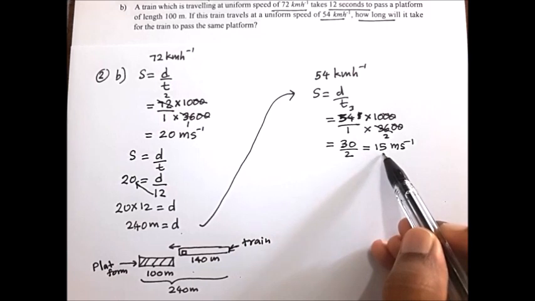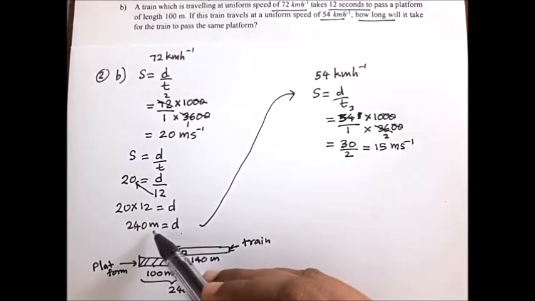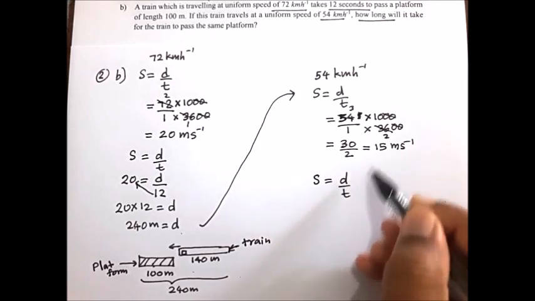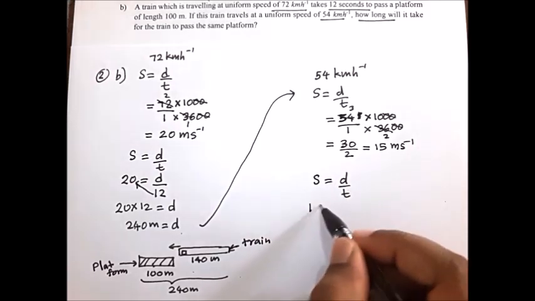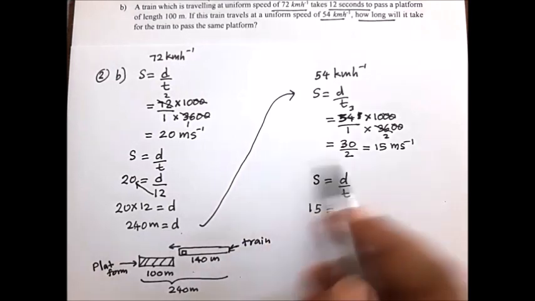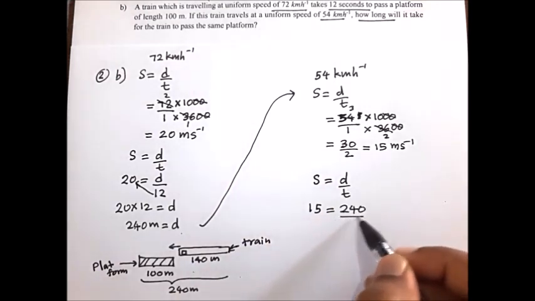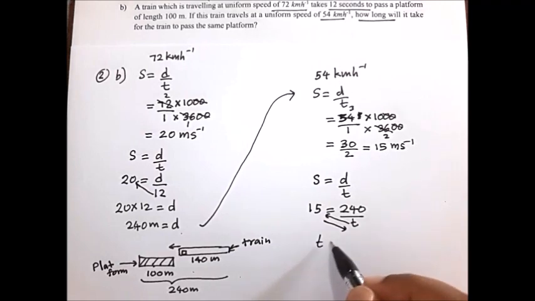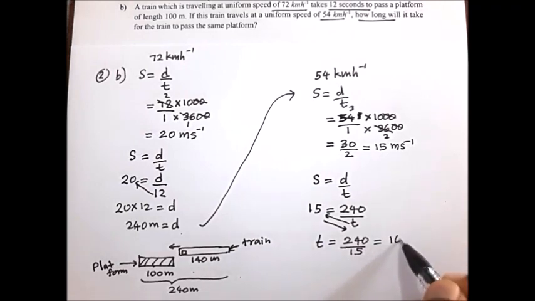By using this speed, it has to travel 240 meters. So again apply speed equals distance divided by time. Speed is 15 meters per second. Distance 240 meters. You have to find time. Take t here and take 15 here. 240 divided by 15. Answer is 16 seconds. This is the answer for part B.